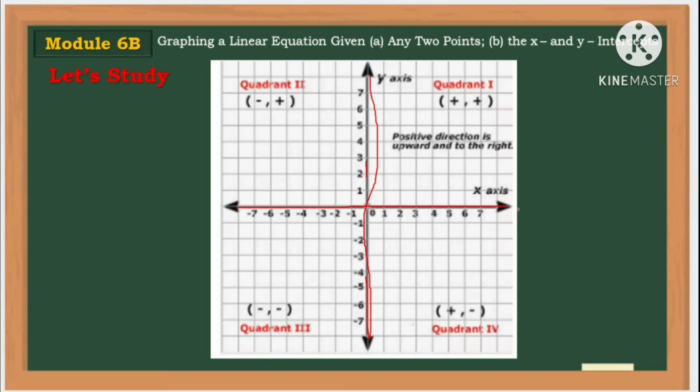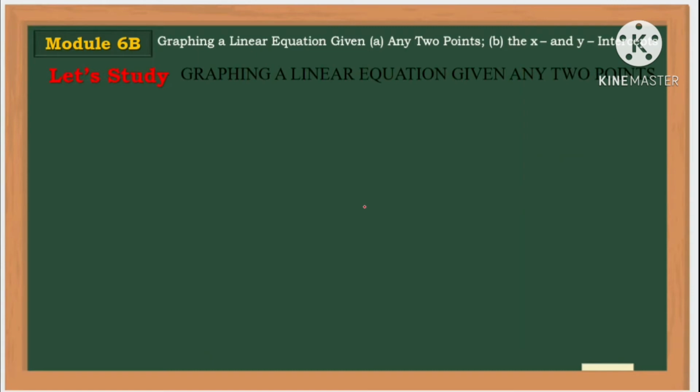Okay, yung tinatawag natin kanina na x-intercept, dito mo siya makikita. Pag x-intercept, dito mo siya makikita along the x-axis. Pag y-intercept, dito naman along sa y-axis. So, the intersection of the two axes is the origin. Okay, so let's proceed now.